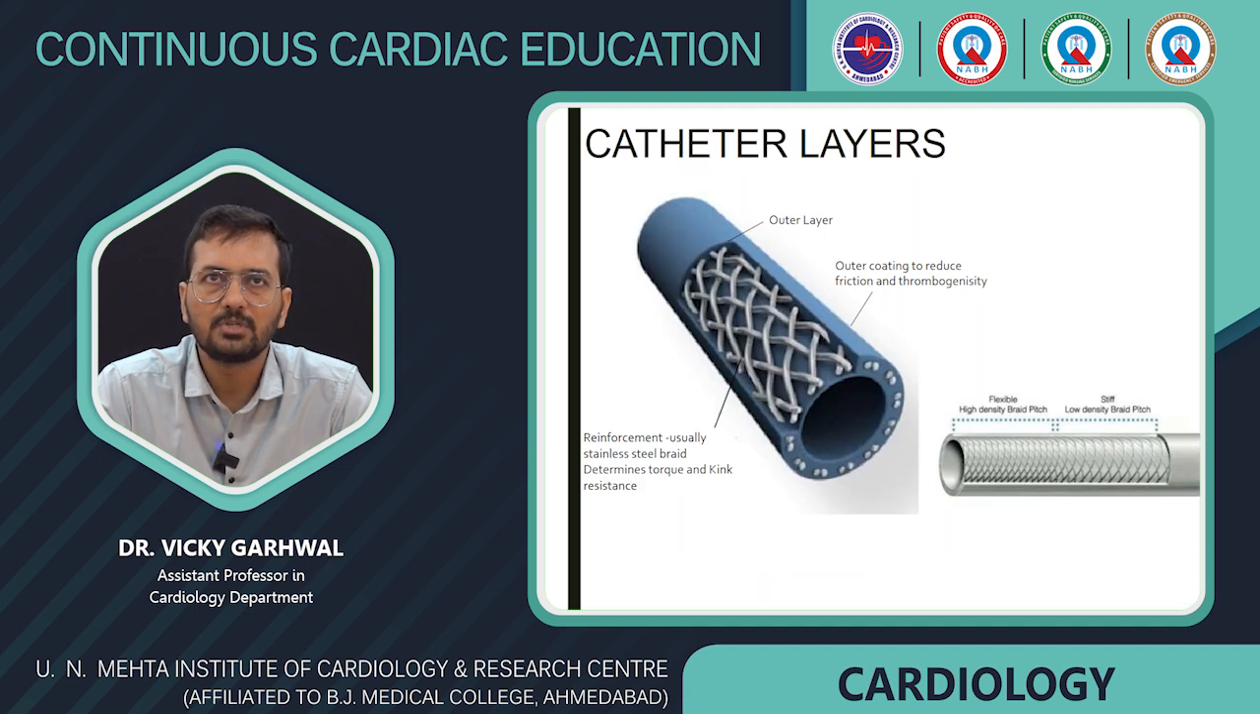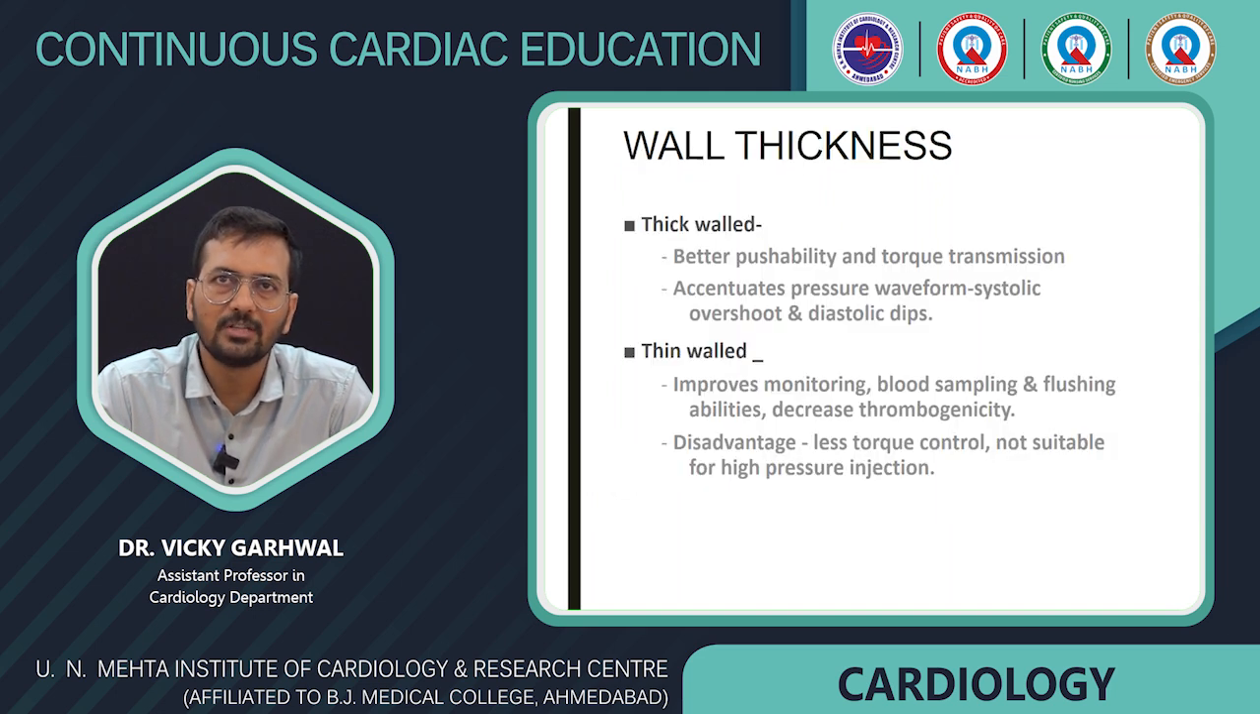These are the diagrams depicting the braiding of the guiding catheters. The outer layer is there to prevent friction and reduce thrombogenicity, so it should not be thrombus forming. Reinforcement is usually done by stainless steel braiding. The more flexible part will have a high density of braid pitch, and the stiffer part will have a low density braid pitch.